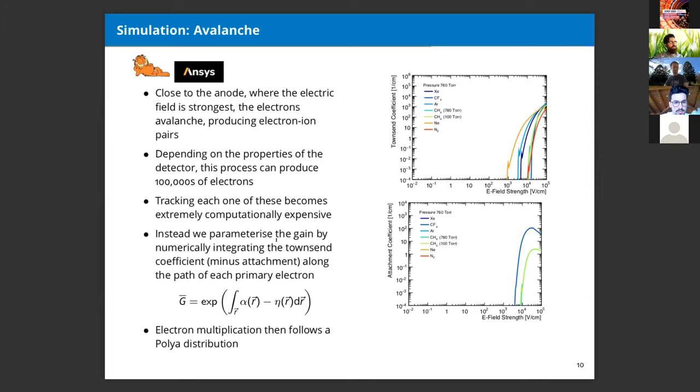What we do, we parameterize the gain by numerically integrating the Townsend coefficient, which is shown in this top plot, minus the attachment coefficient, which is this bottom plot, along the path of each primary electron. So we still have to do this for, say, 200,000 electrons, like I showed a few slides ago, but we don't have to do it for 200 or 2 million electrons. So this is a time-saving trick. And once you've got this integral, you take the exponential to get that average gain, and that tells you how many electron-ion pairs were produced. And this follows a Polya distribution, so you just need to calculate the average gain, draw a random number, and then you found out how many electron-ion pairs you have.